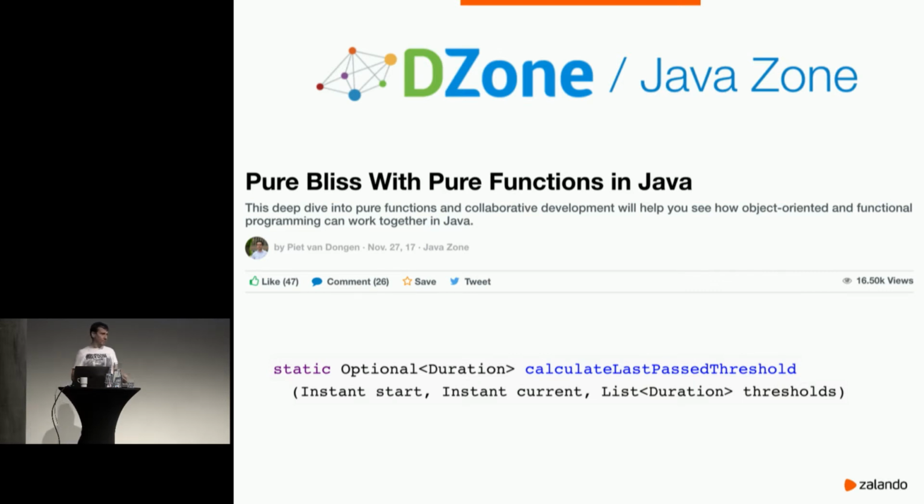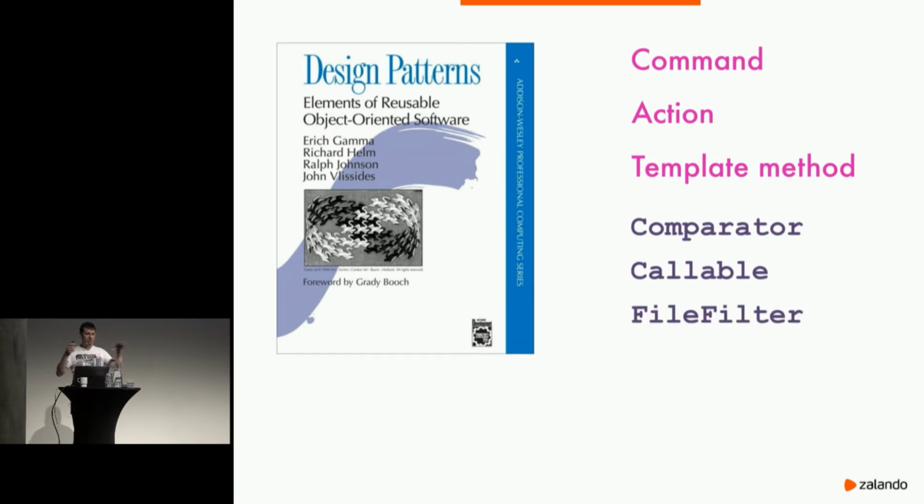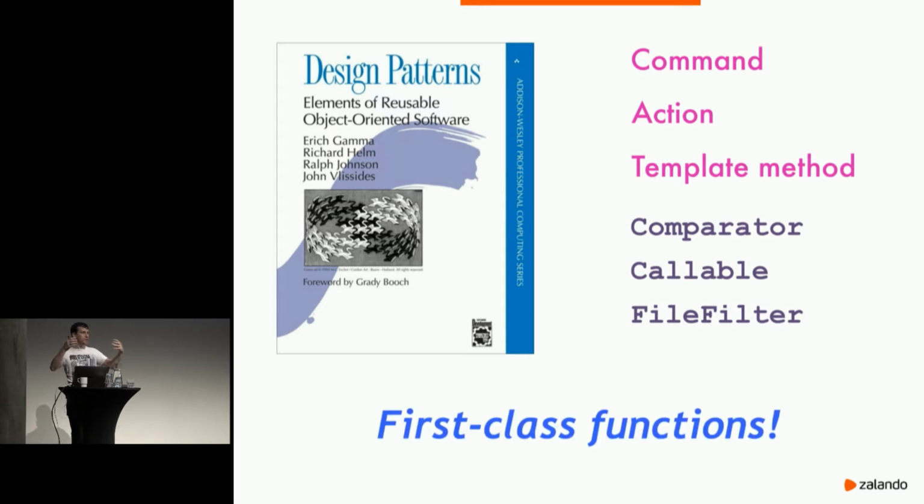And you also have some old-timers in Java saying, well, you know what, functions, we've had them forever, because in the design patterns book, there are many things that you can consider functions, like command, action. All of those are kind of functions in disguise. And even in the JDK, you have things like the Comparator interface or Callable, FileFilter. All of those are kind of functions, right? But, well, not really. What they are not is first-class functions. Things that go really from A to B and that you can pass as a parameter anywhere you want. And this is what's needed.